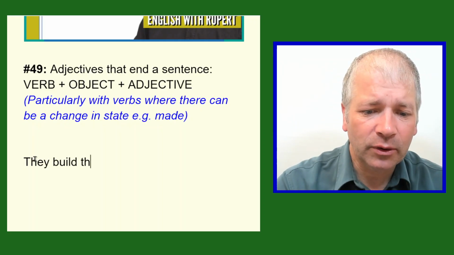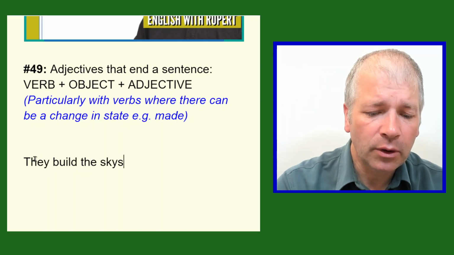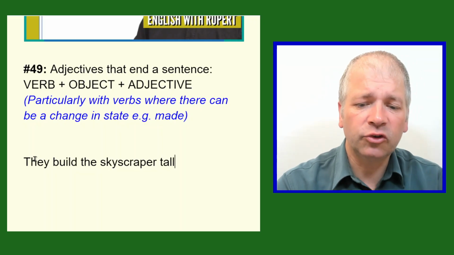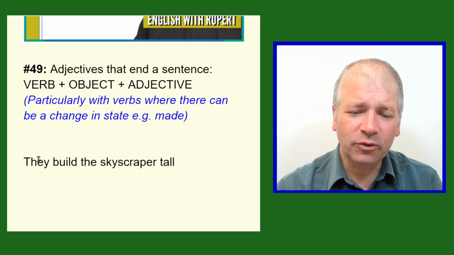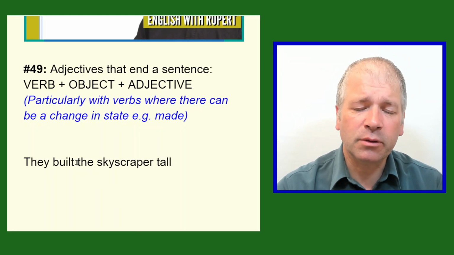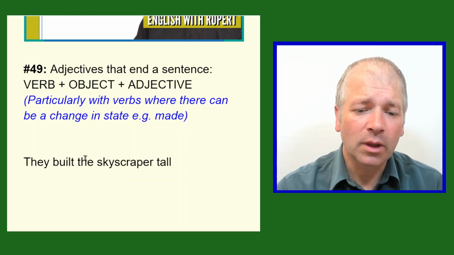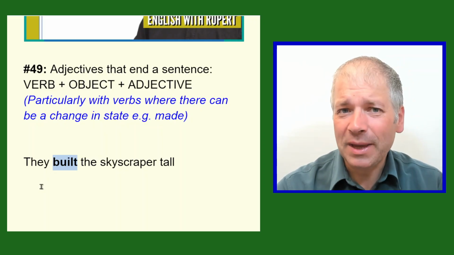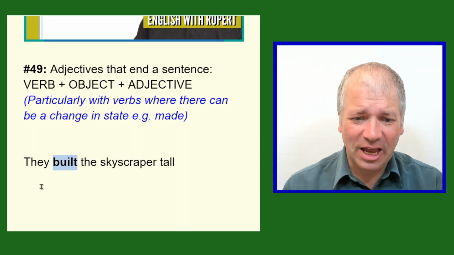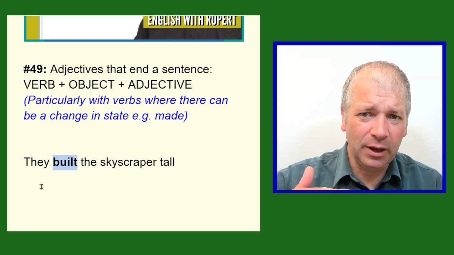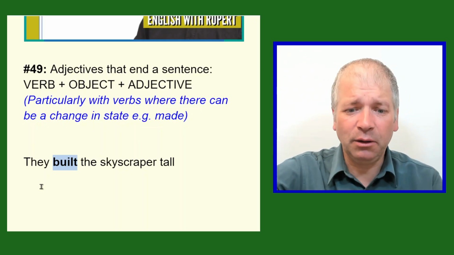They built the skyscraper tall. They built, this should be the past tense, they built the skyscraper tall. So here we have the verb. So the verb is a kind of verb where something changes. So when you build something, it goes from nothing to being something else.